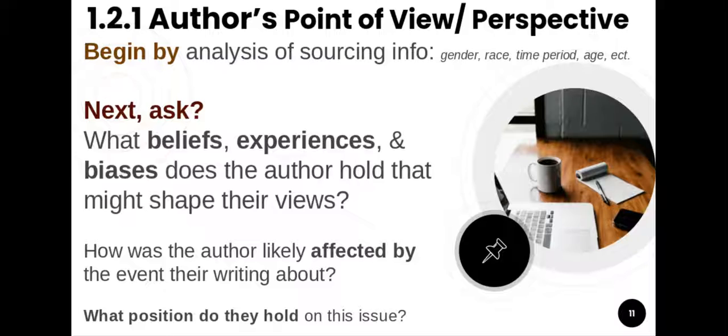And remember, just like we learned in the video and also in that activity with the point of view, what a person believes and what they've experienced and who they are really shapes how they write. And that's what we're getting at when we ask you to describe the author's point of view.